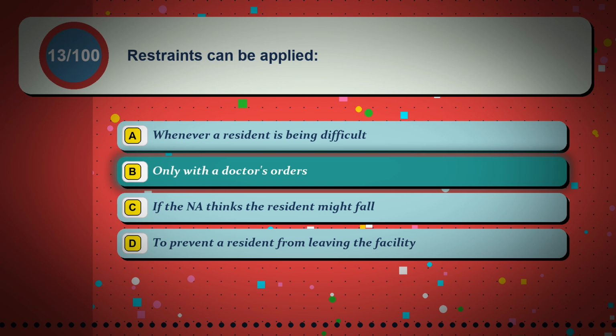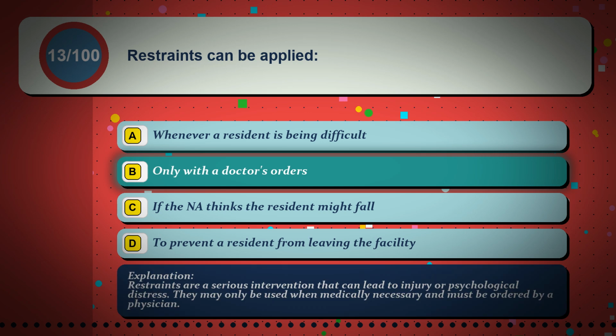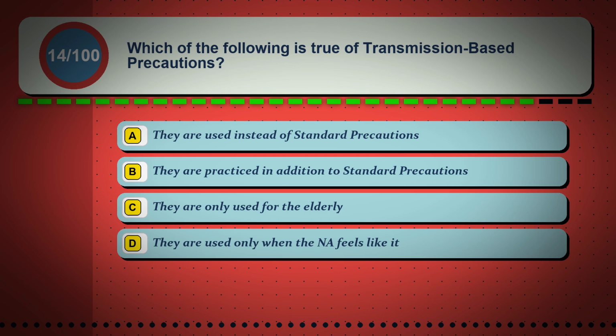The correct answer is option B. Only with a doctor's orders. Restraints are a serious intervention that can lead to injury or psychological distress. They may only be used when medically necessary and must be ordered by a physician. Question 14. Which of the following is true of transmission-based precautions?